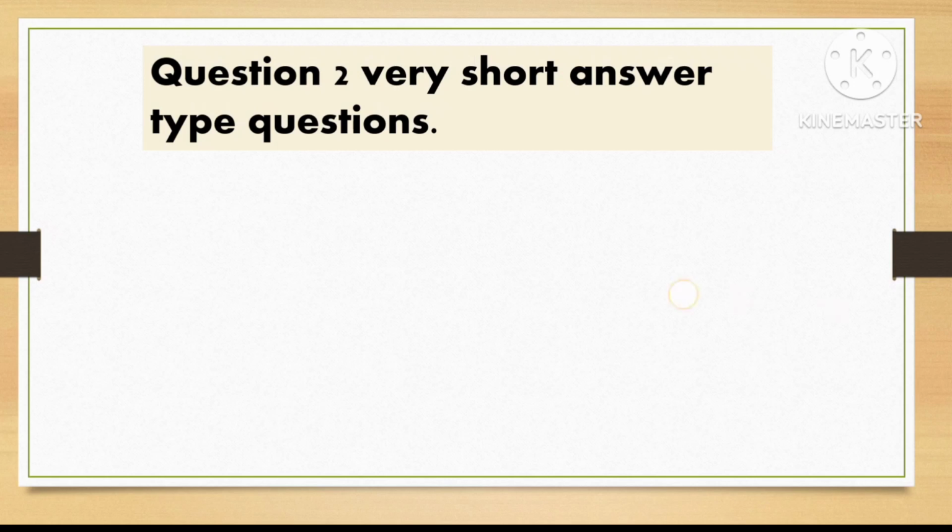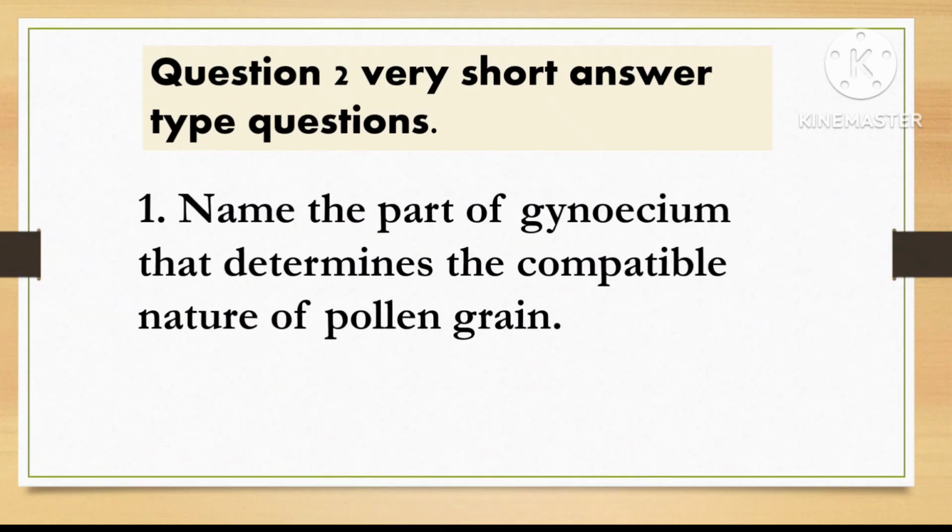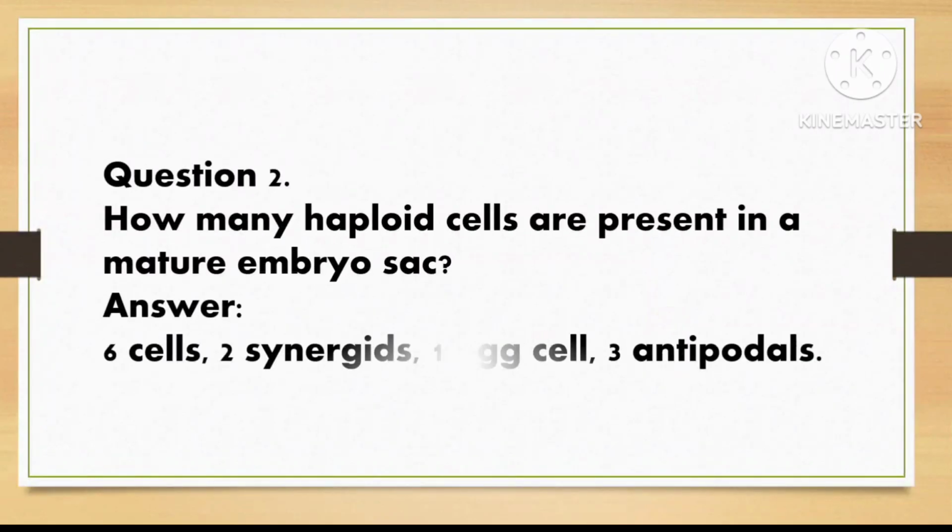क्वेश्चन नंबर 2, वेरी शॉर्ट आंसर टाइप क्वेश्चंस। First, name the part of gynoecium that determines the compatible nature of pollen grains. Answer is stigmatic surface. Question number 2, how many haploid cells are present in a mature embryo sac? Answer, 6 cells, 2 synergids, 1 egg cell and 3 antipodals.